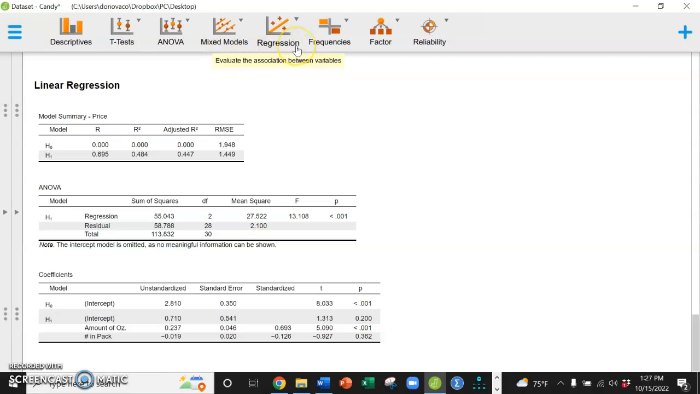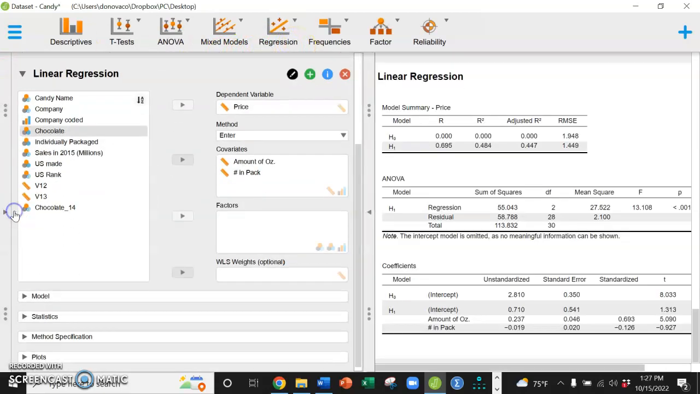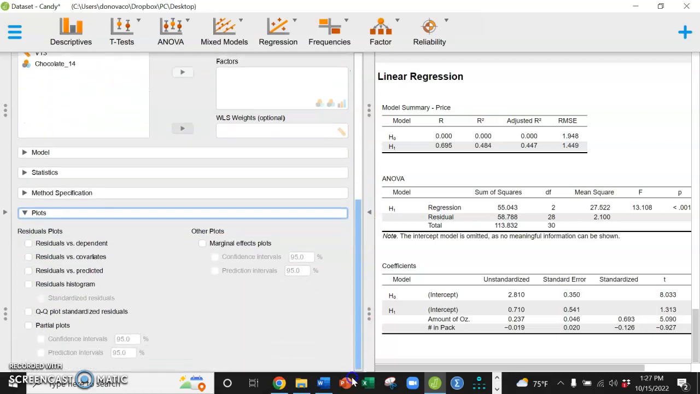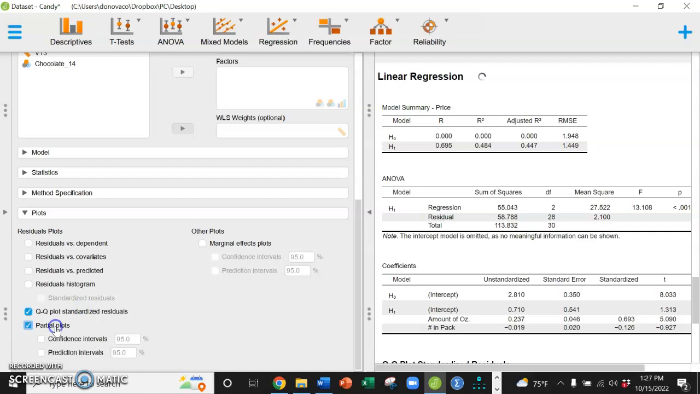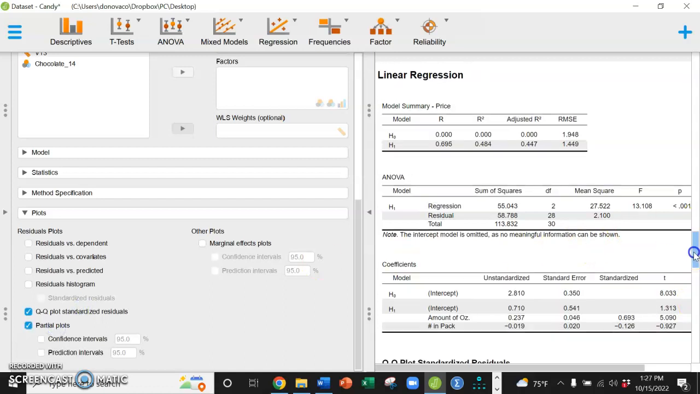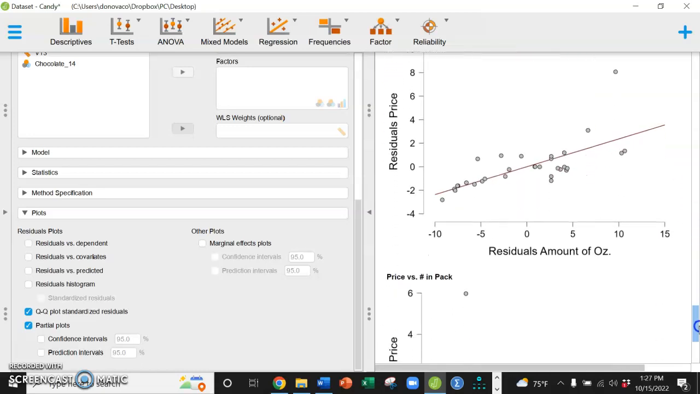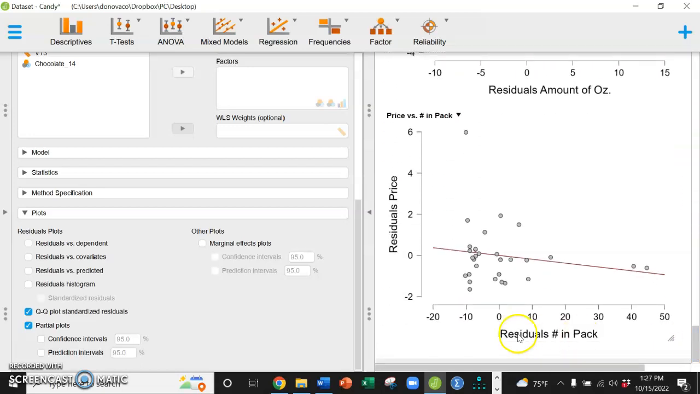And of course, we would do the exact same thing with our plots. Scrolling down and partial, that's going to give us lots of different things to look at. So QQ plot looks the same. There's my residuals, and you can see my residuals for the number in pack are also pretty nicely spread. We have an outlier up here, and we have some outliers over here, but everything's fairly well spread. I don't see any funnel, which is really what I'm the most concerned with.